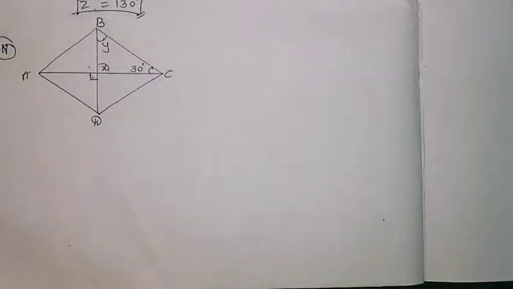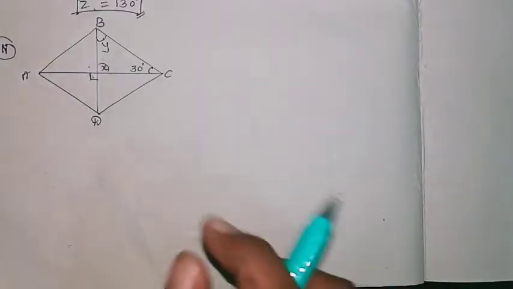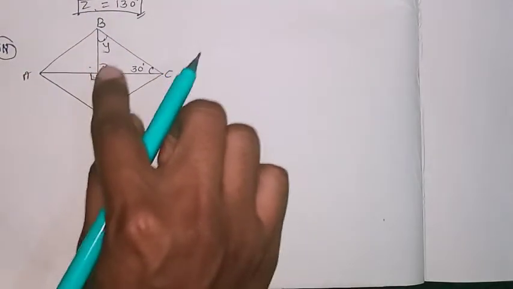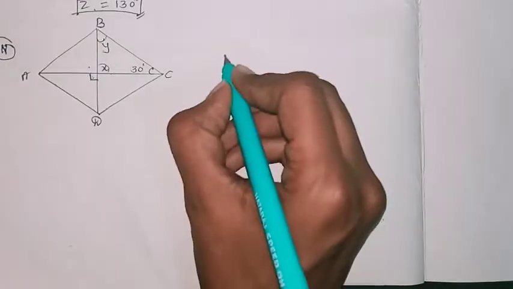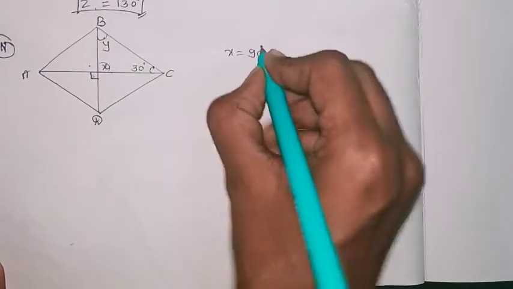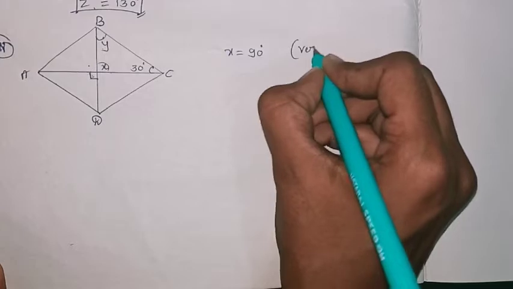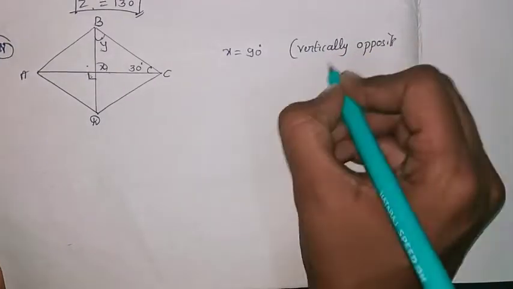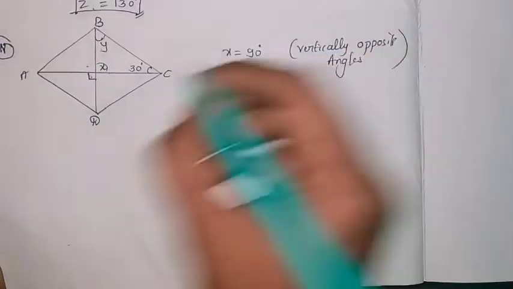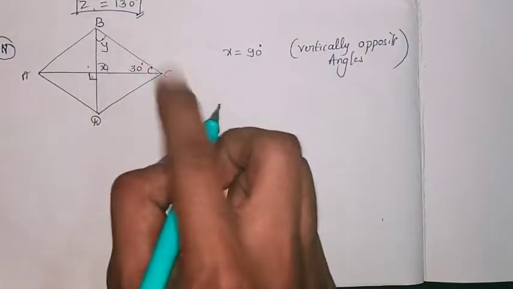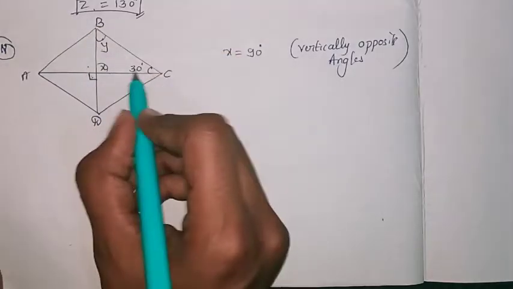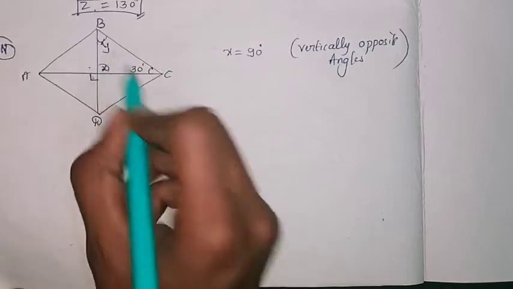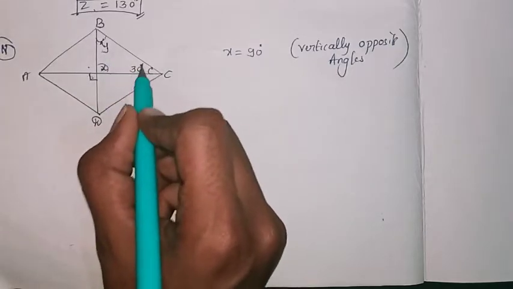So these vertically opposite angles are always equal to each other. So if this is 90 degree, then this angle will also become 90 degree. So I can write X is equal to 90 degree because the vertically opposite angles are equal. So remember this one, vertically opposite angles are equal. So X is 90 degree. Then we have to find the Y value, and X value we know, angle Y we don't know, and another angle is 30 degree.